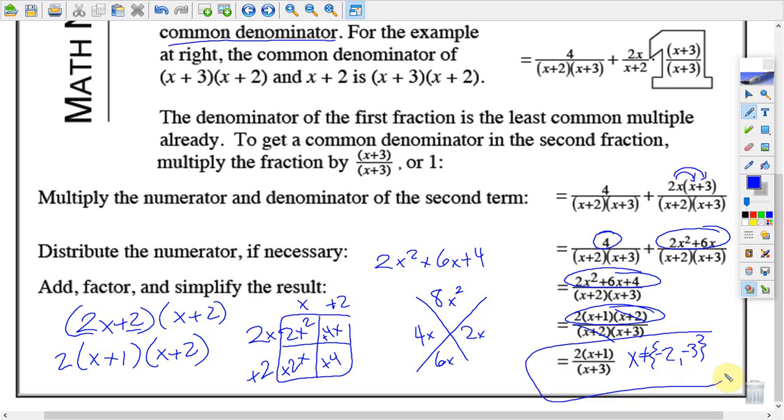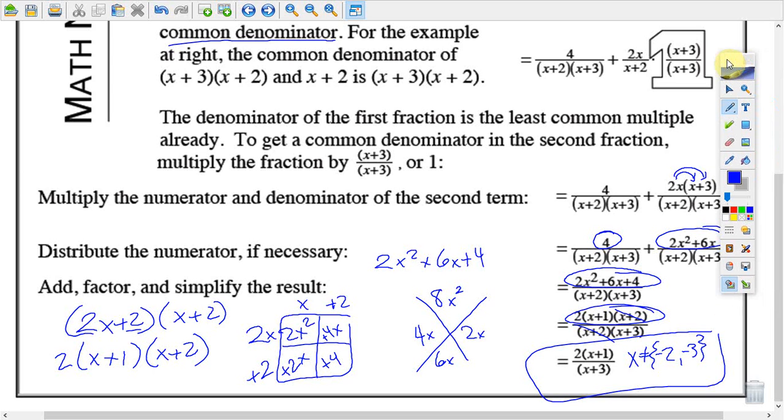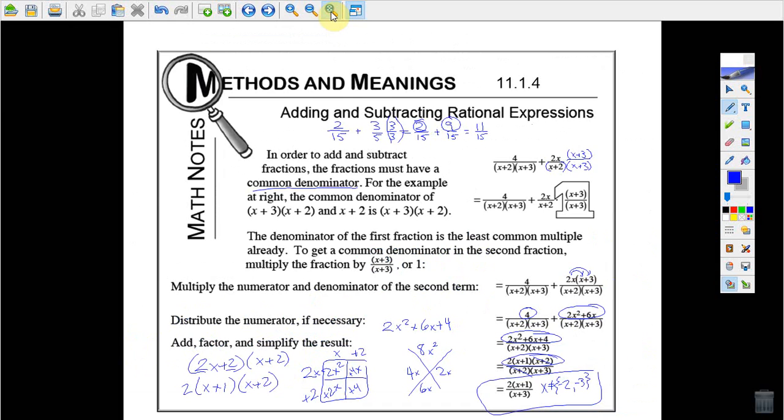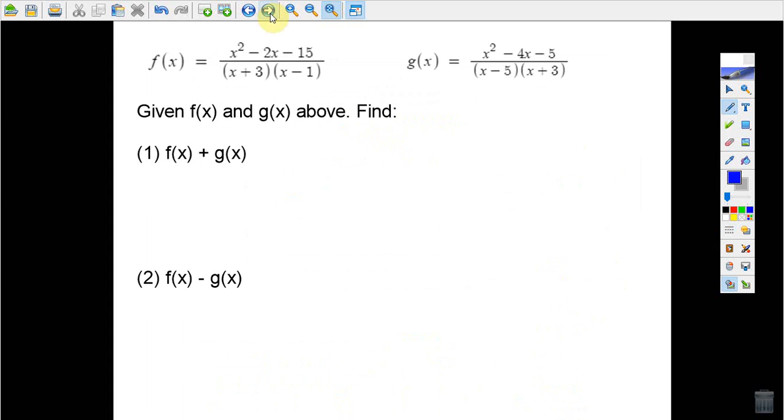All right, find those common denominators, guys, then you can go from there. So going back to the f of x and the g of x from the last Math Notes video, now I want you to, for the first problem, add them together, and for the second problem, subtract g of x from f of x. Have fun.